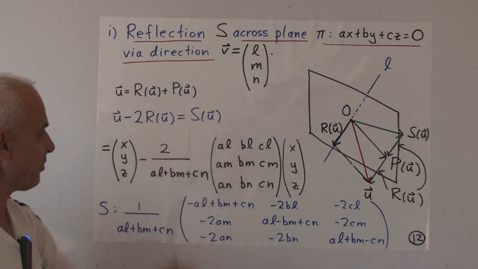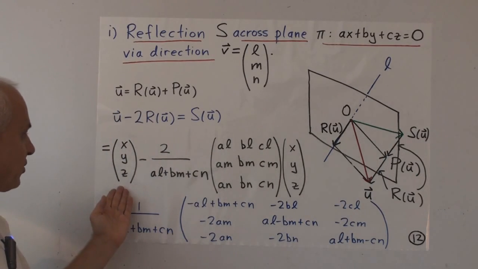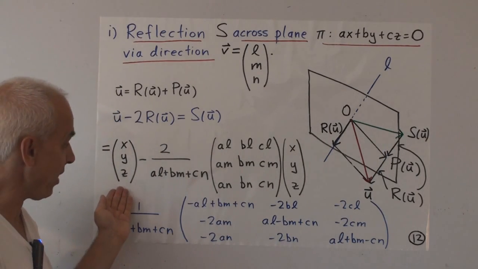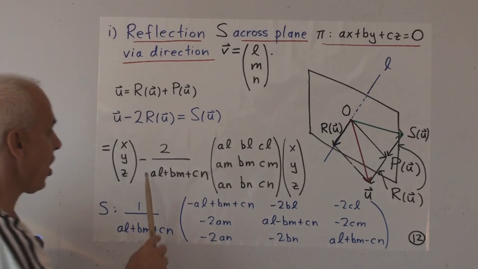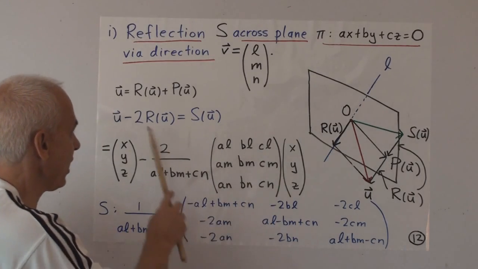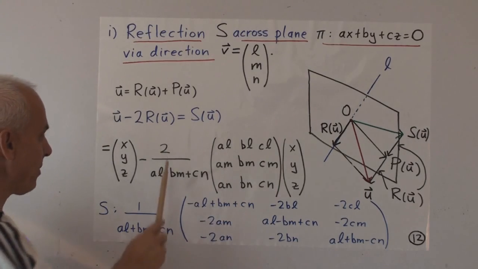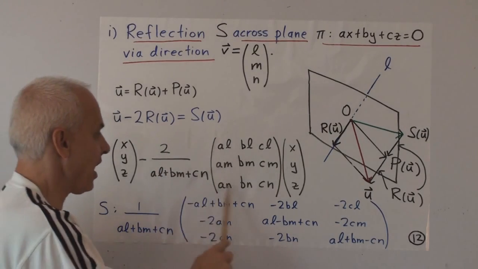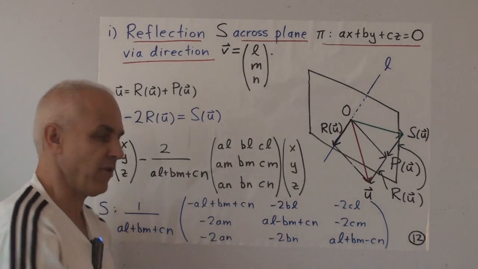Well, we already have the expression for R of u. There's the vector u that we're starting with, coordinates x, y, z. And R of u is this thing here, and we have to multiply it by 2. So minus 2 over this times that matrix times x, y, z.